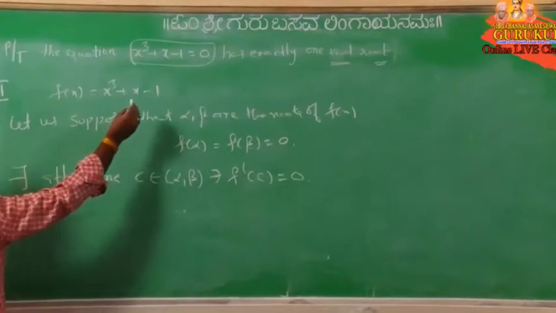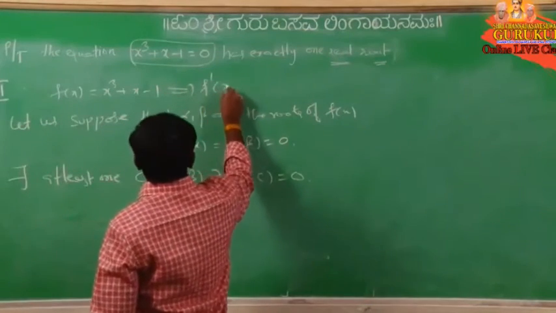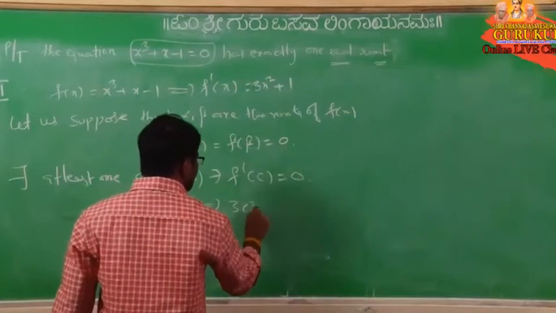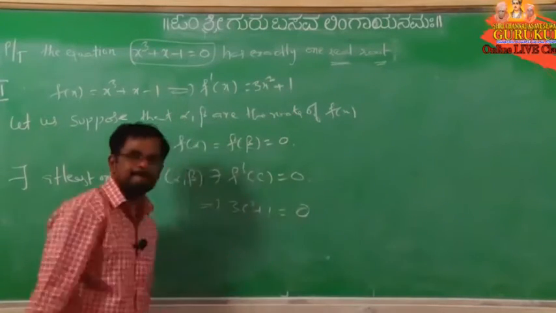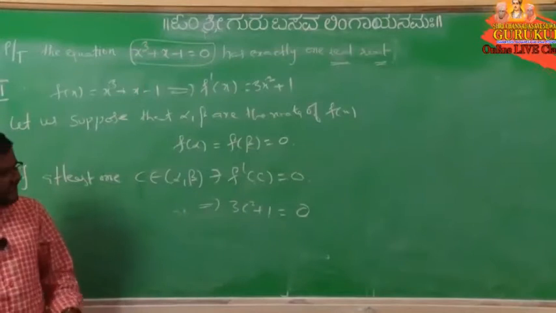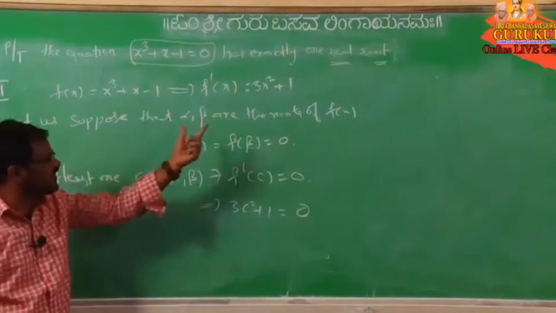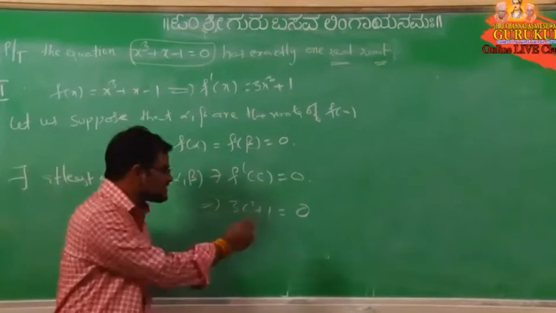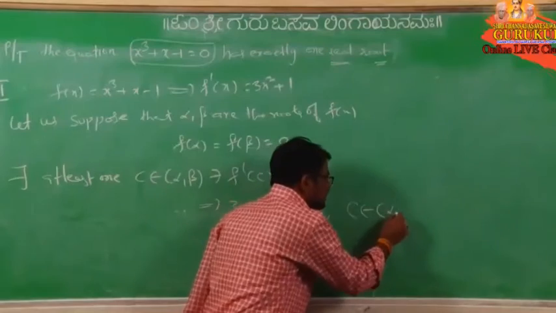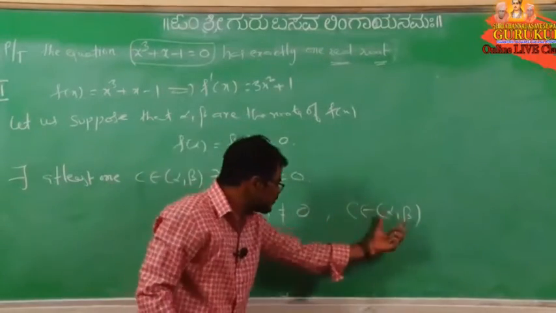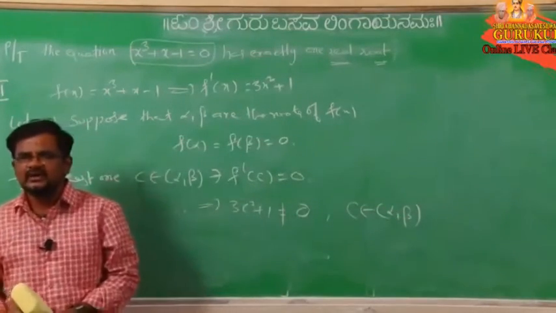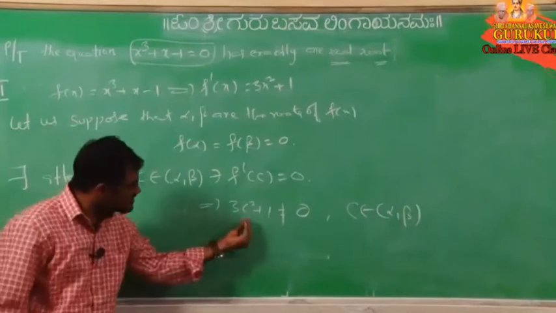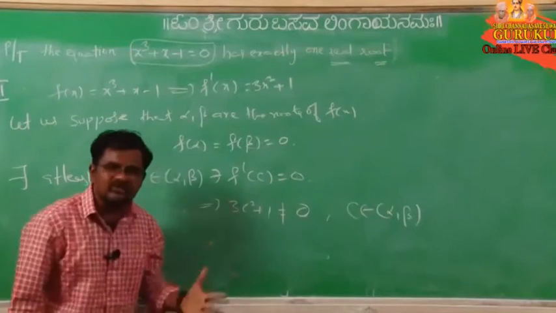What is f dash of x from this one? f dash of x equals 3x square plus 1. That implies 3c square plus 1 equals 0. Is there any point belonging to alpha, beta which gives 0? No, that is not equal to 0. Here c belongs to alpha, beta. Taking any value between alpha and beta, is there any point which gives 3c square plus 1 equal to 0?